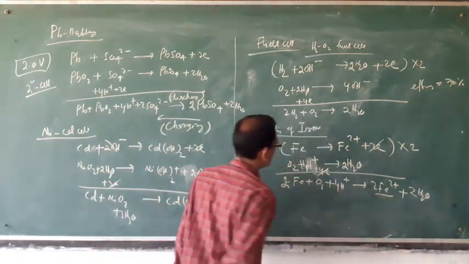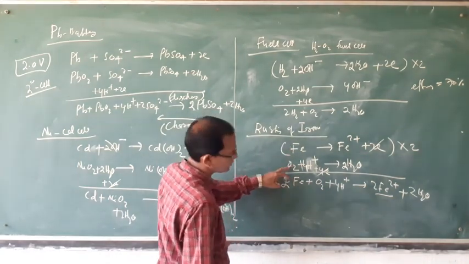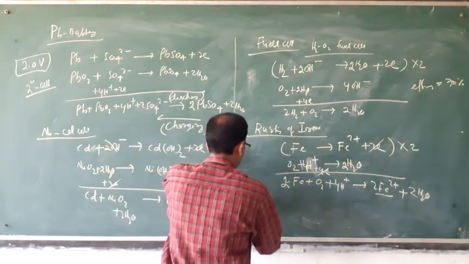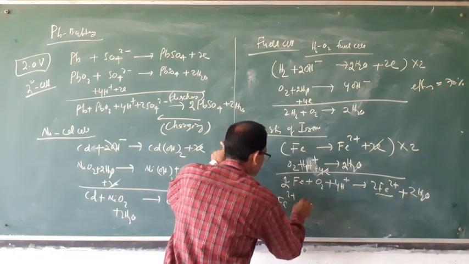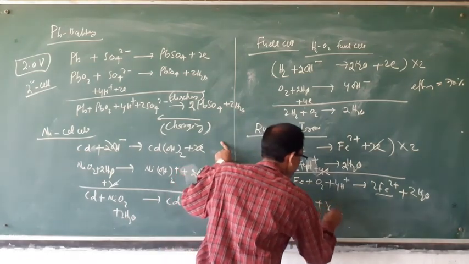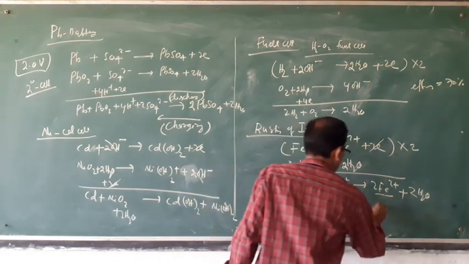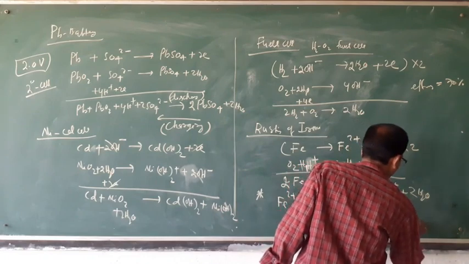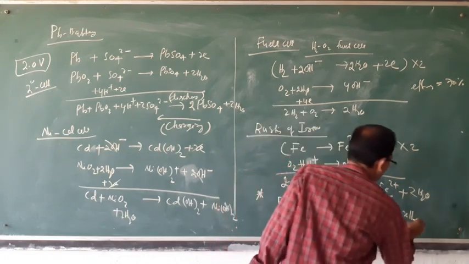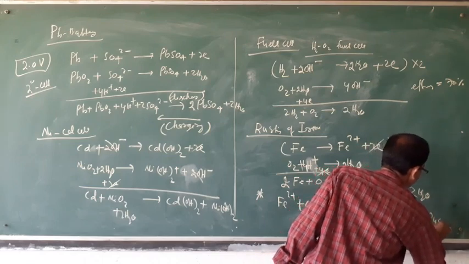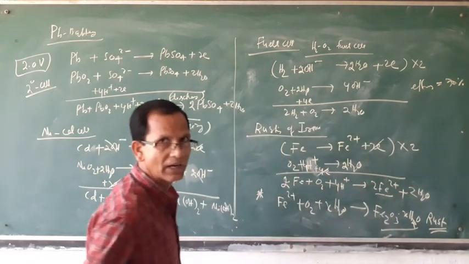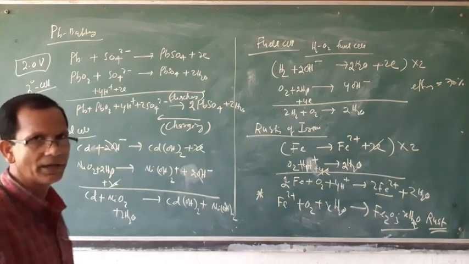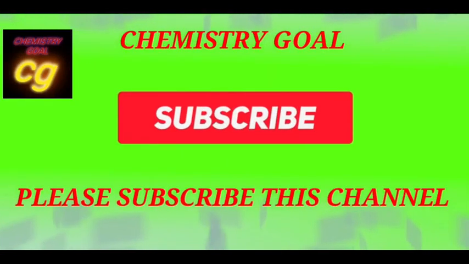Now in the first step, due to oxidation of iron and reduction of oxygen, it produces Fe2 plus ion. Then finally, this Fe2 plus ion again contacts oxygen in presence of water and gets converted to Fe2O3, that is ferric oxide, in hydrated form, Fe2O3 xH2O. This is called rust. So these are some important reactions of different types of cells, that is, batteries. Okay, thank you.